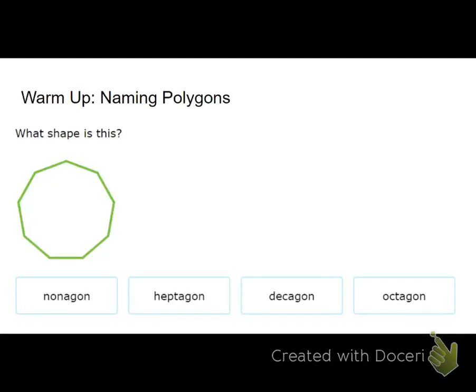What shape is this? A nonagon. Yay. All you gotta do is count the sides and know the names. Nonagon, 9. Nonagon. That's how I remember that one. You ready for the next one?